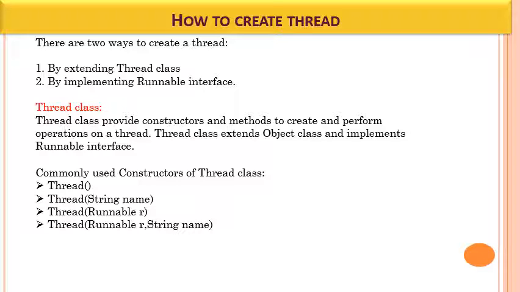Here, how to create a thread? There are two ways to create a thread. First is by extending the Thread class, and second is by implementing a Runnable interface. What is this Thread class? The Thread class provides constructors and methods to create and perform operations on a thread. The Thread class extends the Object class and implements a Runnable interface.